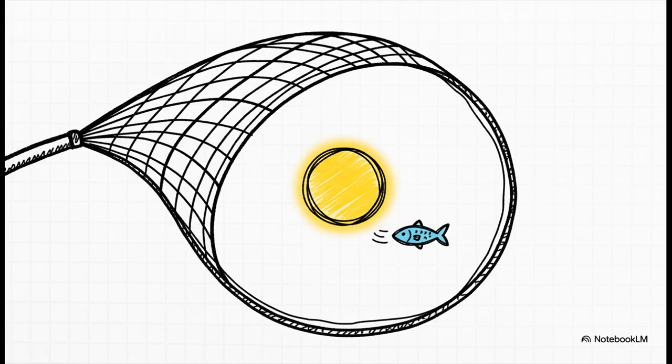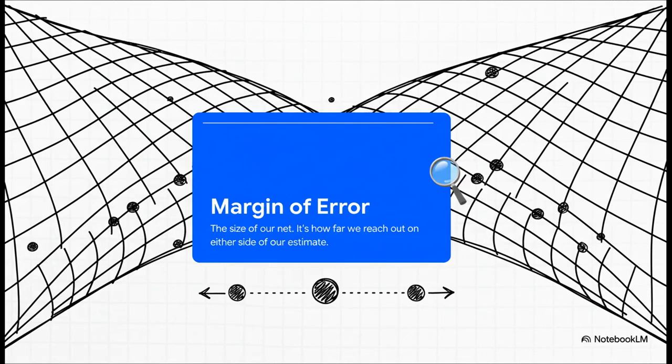So instead of putting all our faith in that one single number, we build an interval around it. The best way to picture it is like you're casting a net. You can't point to the exact spot where the fish is, but you can be pretty darn confident it's somewhere inside your net. And this net is what statisticians call a confidence interval. And the size of that net? Well, that's determined by the margin of error.